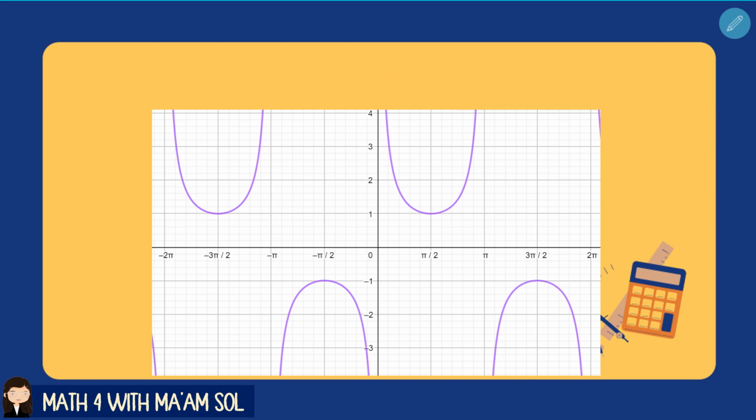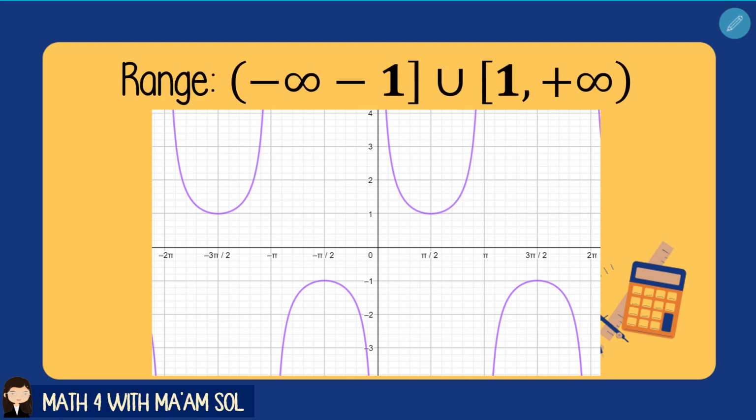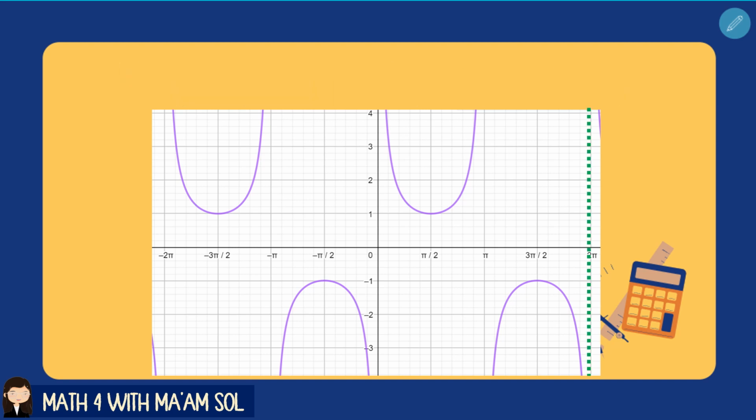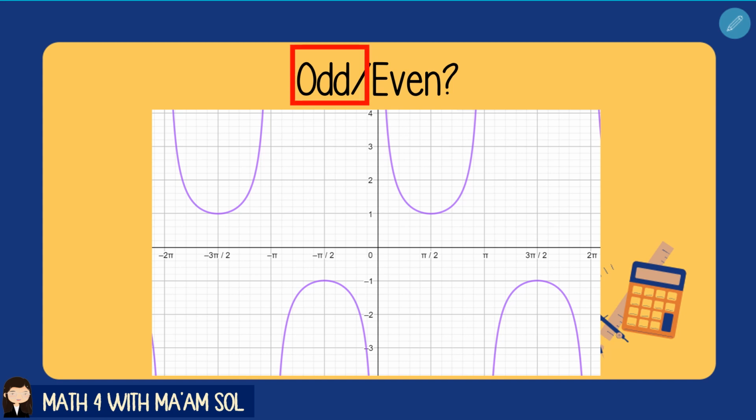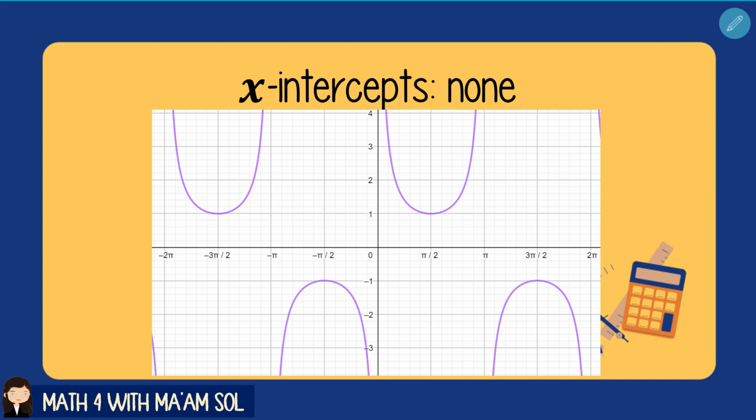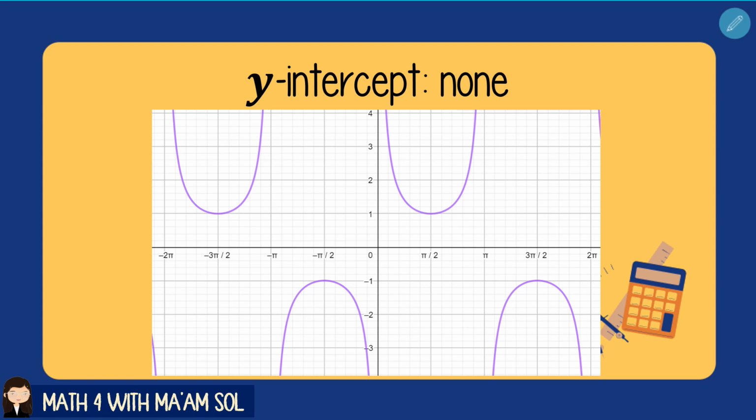In the graph, we see that the range of the cosecant function is from negative infinity to negative 1 and 1 to positive infinity. Negative 1 and positive 1 are both included. Like its reciprocal, the period of the graph of the cosecant function is also 2 pi. Moreover, like the sine function, the cosecant function is also odd, which makes it symmetric about the origin. We don't find any x-intercepts in the graph of the cosecant function. We don't have any y-intercept either.